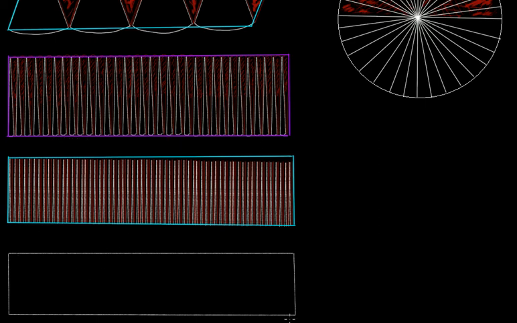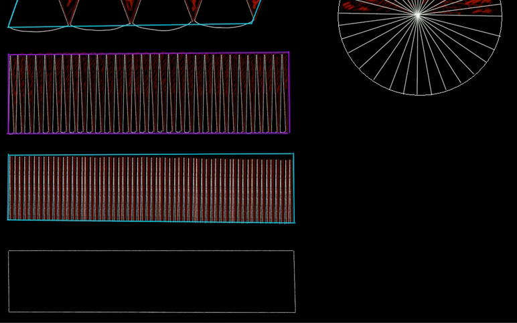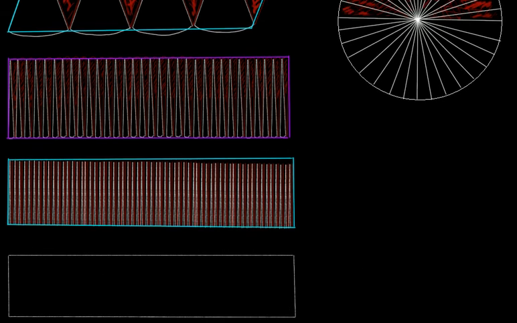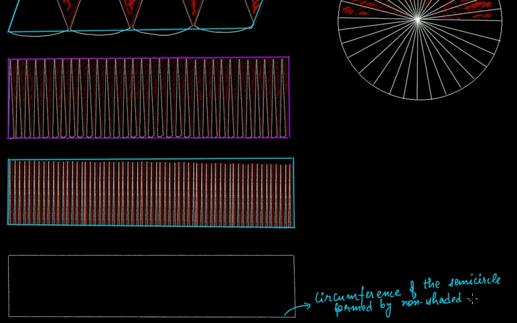So if you take the bottom one, this is actually the circumference of the semicircle formed by non-shaded sectors.